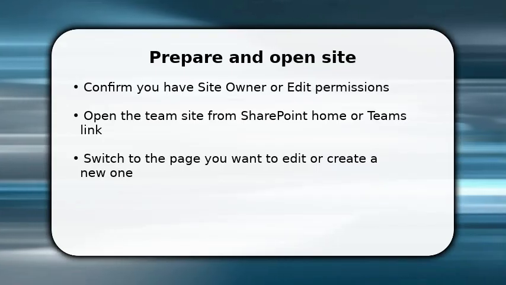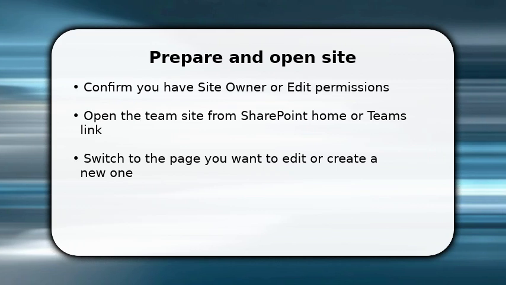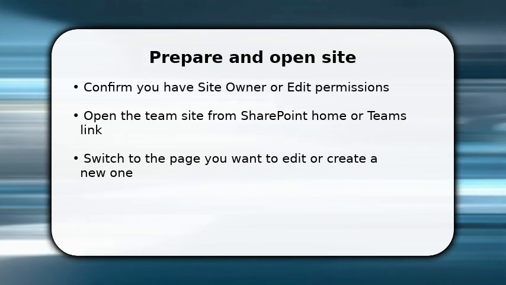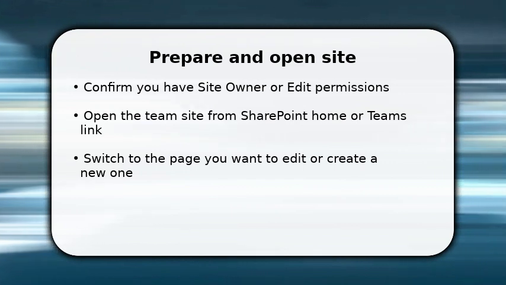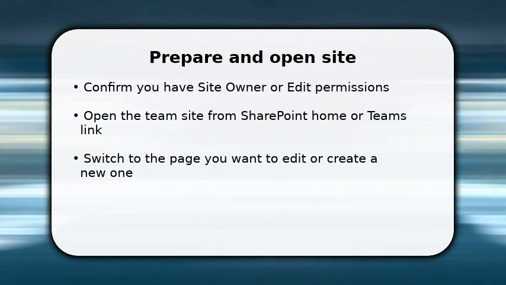You start by confirming you have site owner or edit permissions, so changes save correctly. Once done, open the team site from SharePoint Home or the team's link to land on the exact page. Now choose the page to edit or click New Site Page to create one. This approach saves back and forth later because permissions and location determine which web parts and templates are available. Make sure you're on the right page before you begin editing.